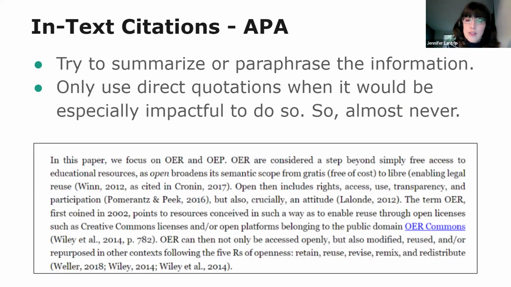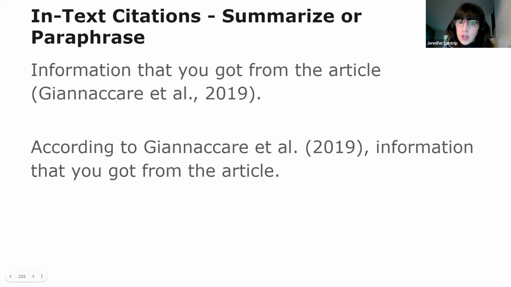When citing sources in the text of your paper in APA format, you should almost always summarize or paraphrase the information. You almost never use direct quotes. APA directs that you should only use direct quotes when it would be especially impactful to do so, so you'll almost never use them. You can see in this example that there are many citations and no direct quotes. When summarizing or paraphrasing, you can cite at the end of the sentence as shown in this example.